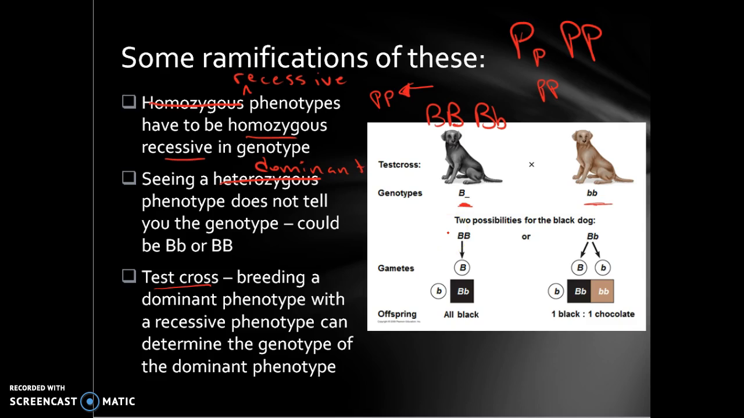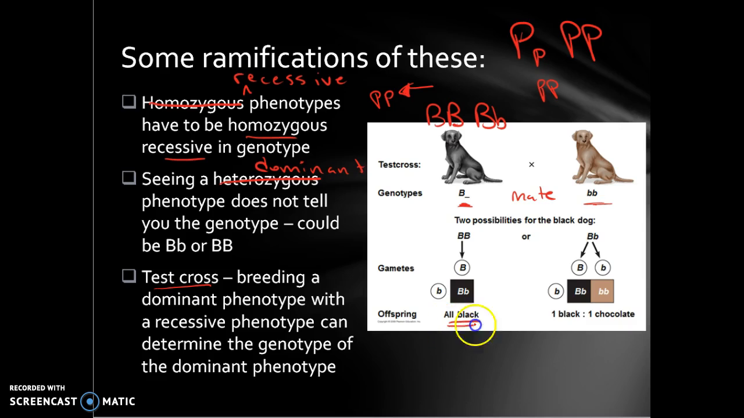We can determine its genotype by doing a test cross, or a mating, an experiment where we mate this black dog with this homozygous recessive dog. We have to know this one's genotype in order for this to work. And the only way you know the genotype is if it's a homozygous recessive, or a recessive colored dog. So we're going to take the black dog and mate it with a brown dog. And then we look at the puppies.